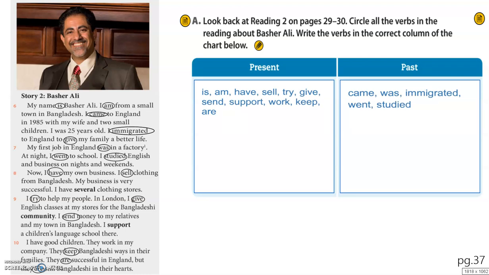Okay, here are the answers to exercise A. We have is, am, have, sell, try, give, send, support, work, keep, are in the present form. For the past we have came, was, immigrated, went, and studied.